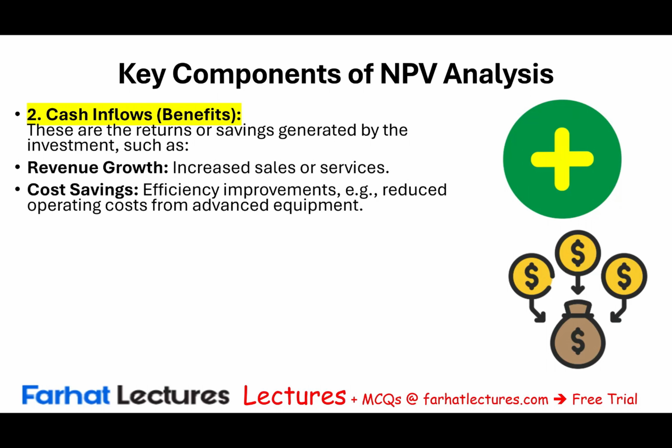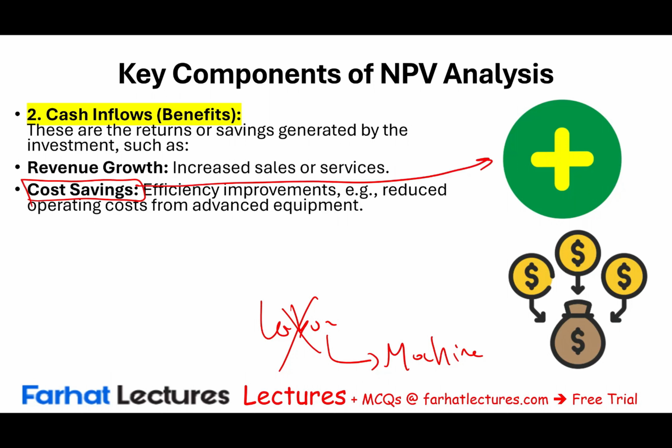Sometimes when you implement a new technology, for example, you used to use labor in your factory. Now you want to put in a new machine. And once you put in that new machine, you're going to eliminate all or part of the labor. What's that going to do? That's going to produce cost savings. Cost savings are positive. They're looked at as revenues. Efficiency improvement, reducing operating cost from advanced equipment. So in the problem, they might say cost saving is such and such per year. Well, that's the same thing as cash inflows.